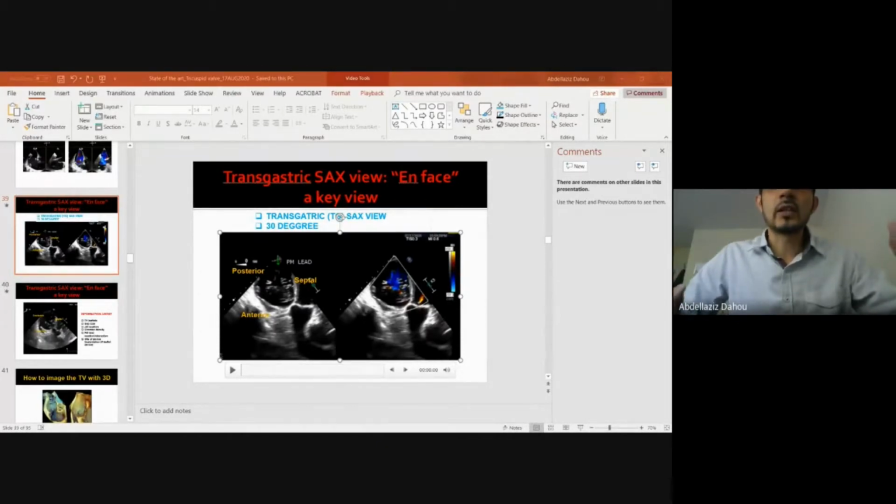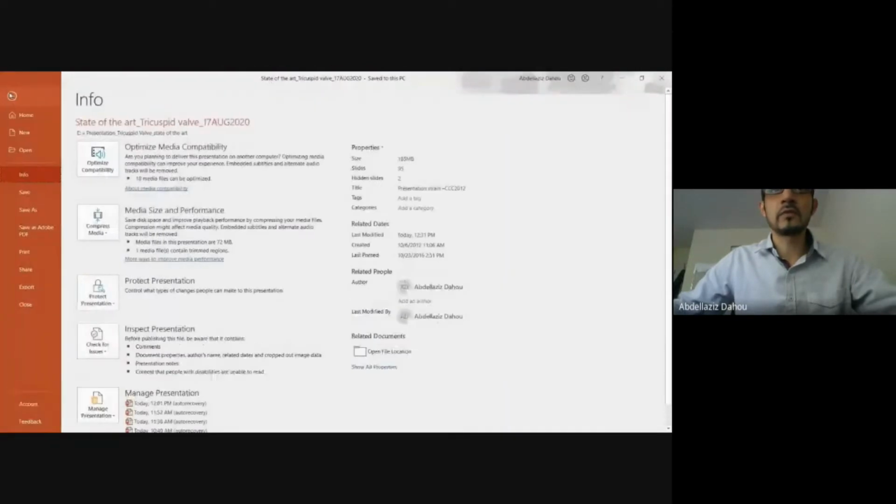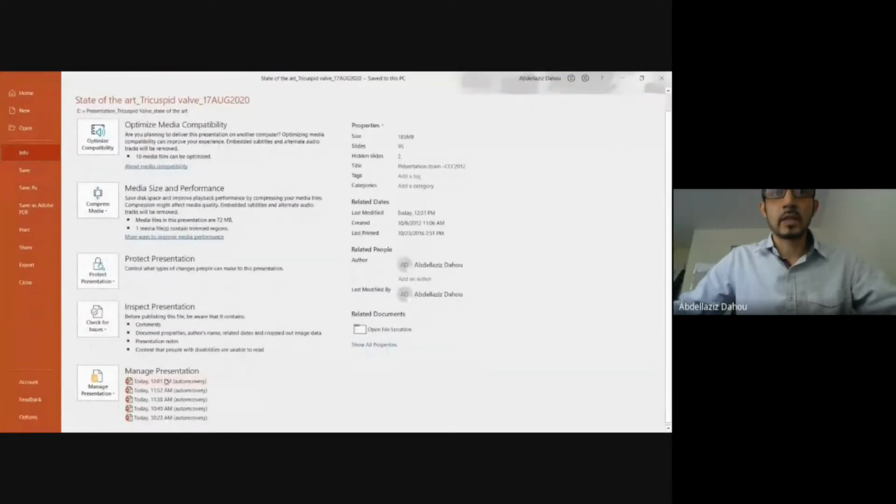So there is the standard RV 4-chamber view, but also there are focused RV views. The focused RV views are very important. If I can find this here, I can show it to you. I hope I can show you these images in another presentation, but it's very important to show this.